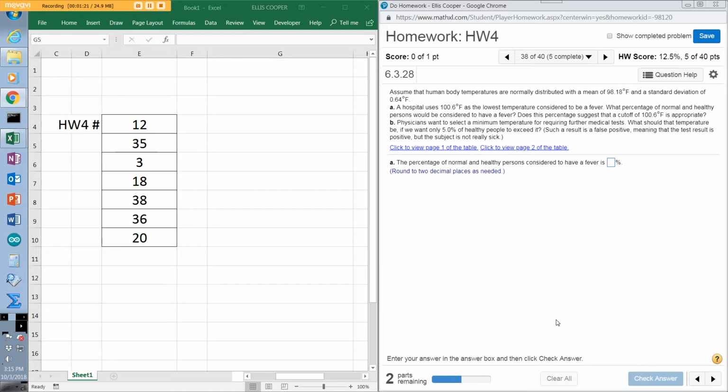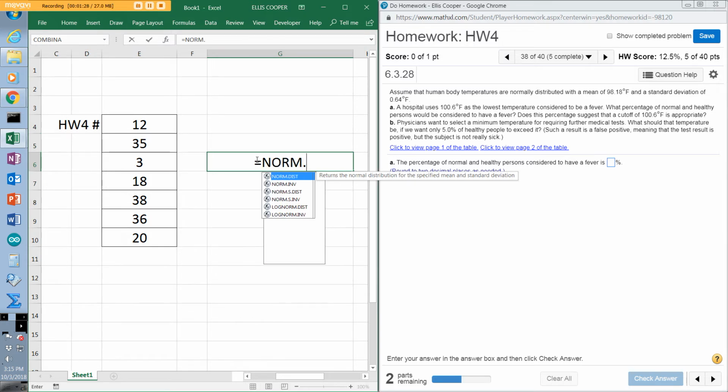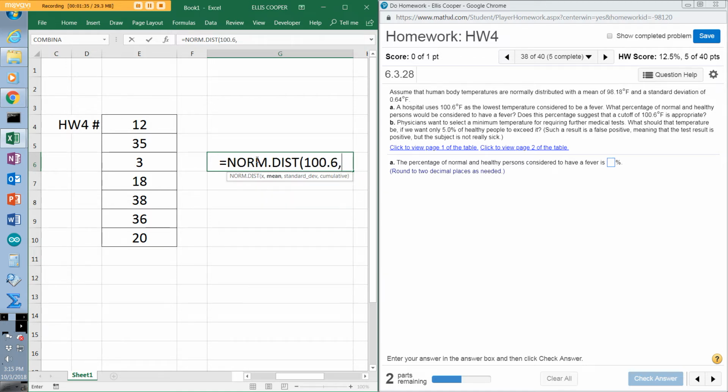So we need a right tail cumulative probability distribution. So equal NORM.DIST, and 100.6 is our score. The mean is 98.18, and the standard deviation is 0.64, and we're talking about a right tail cumulative probability distribution. So we have to subtract this from 1. And to 2 places we get 0.01%.